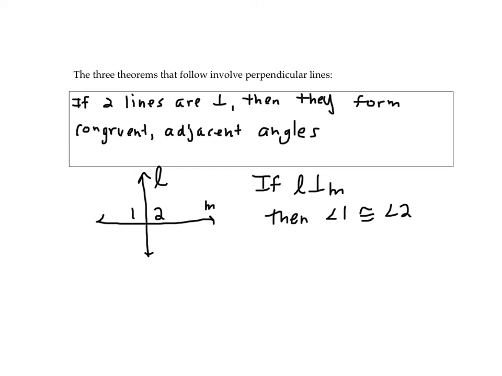We know they have to be congruent to each other because if the lines are perpendicular, they form 90-degree angles. So angle 1 would be 90, angle 2 would have to be 90 as well, because those two angles form a straight line. Okay, so we can use this theorem to prove that a pair of angles are congruent, but we have to know the lines are perpendicular first.